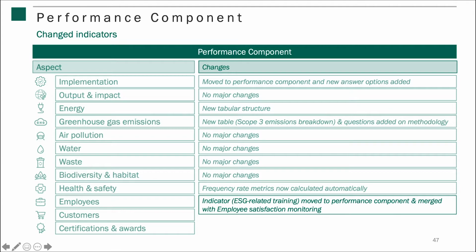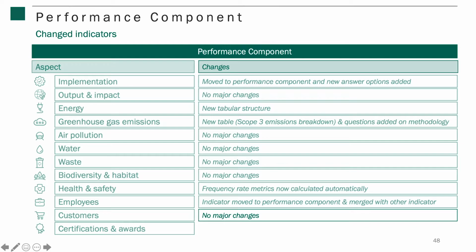Employees is a new aspect. It includes an indicator on employee engagement that has been created by merging indicators on employee training and employee satisfaction monitoring. Some metrics were also added to align with the real estate assessment. Customers is also a new aspect, but there have been no major changes to the indicators included.